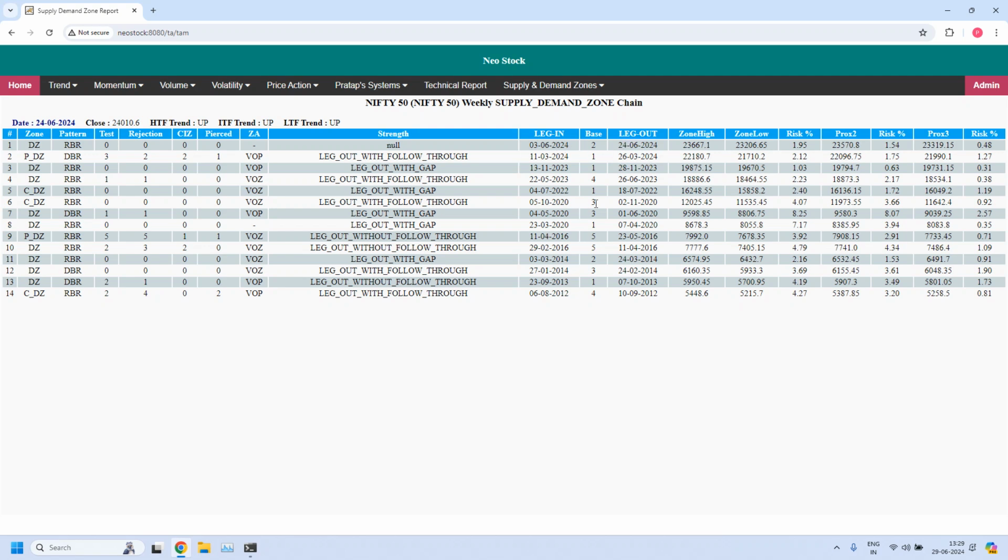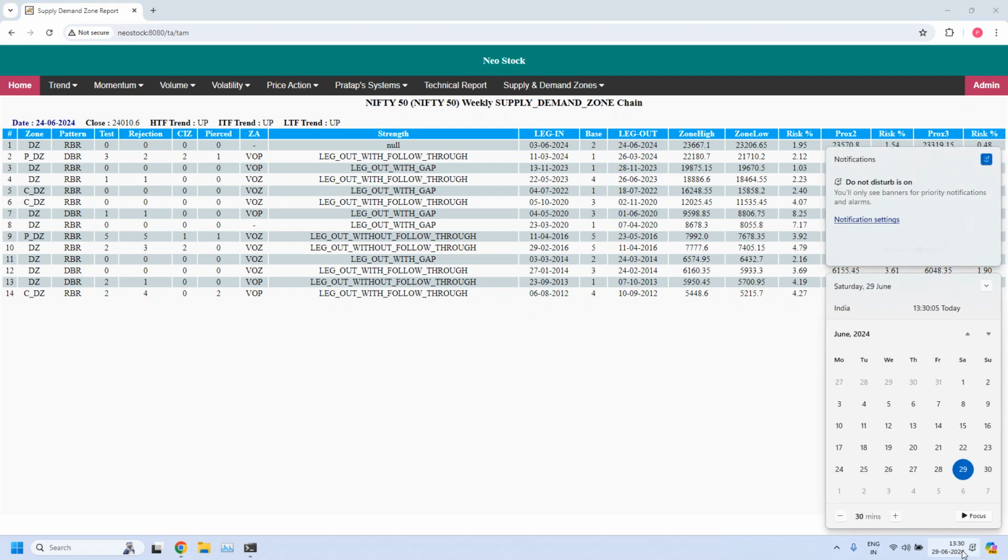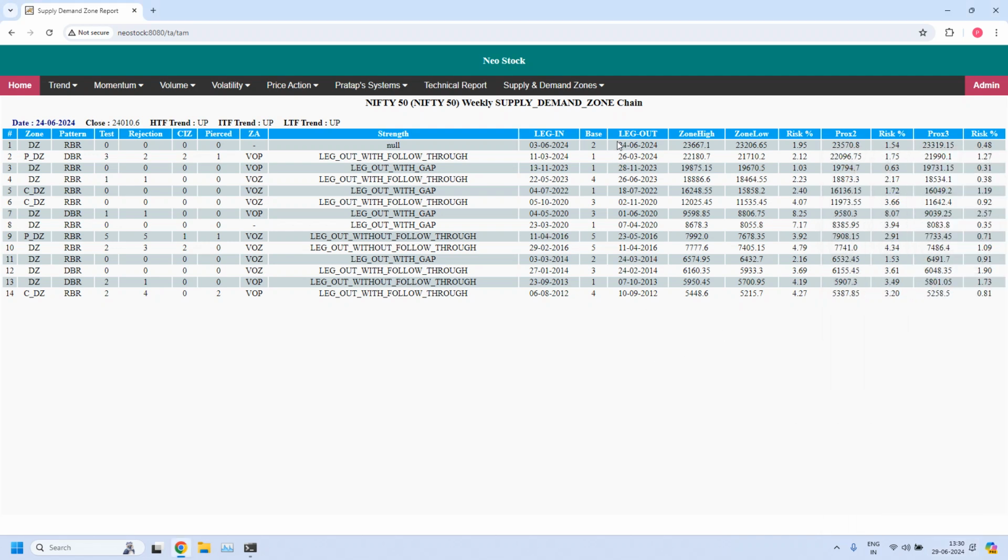That means this week a new weekly demand zone is created for Nifty. This is what you should observe. Because starting of the week is 24th June. 24th is the starting of the week, and closing of the week is the 28th. So that's why starting of the week will be displayed in the timestamps. So weekly zone is created. This is what you should observe.